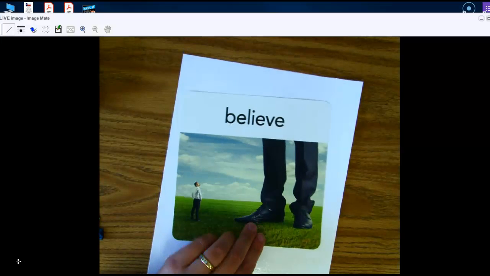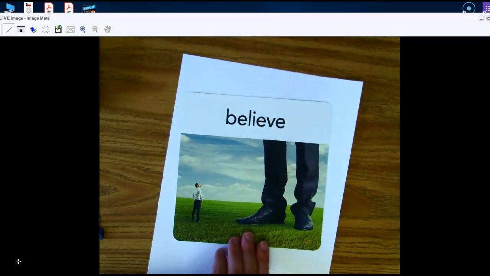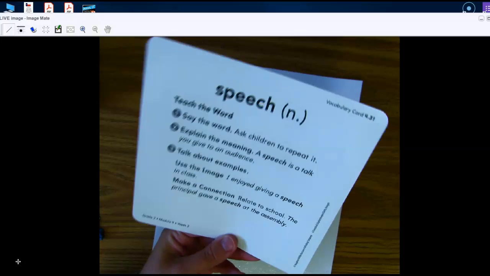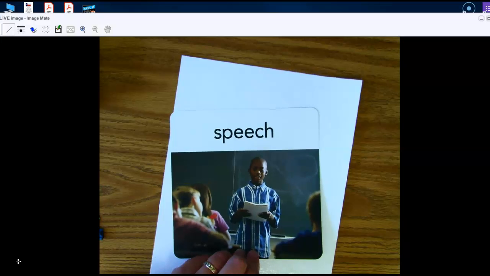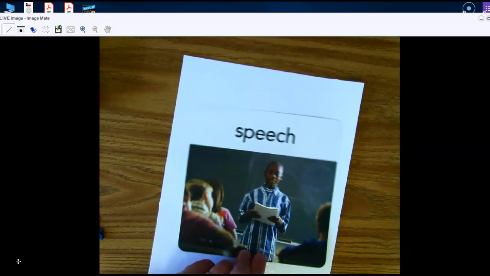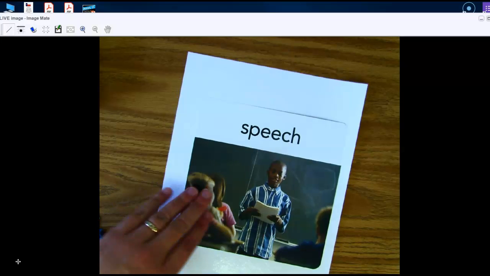Okay, believe. When you believe something, you think it's true. I believe there's giants in the world. I believe in Santa Claus. All right? Speech. Speech is a talk you give to an audience. So right now I am giving you a speech as I teach you these. And he's giving a speech to his class.